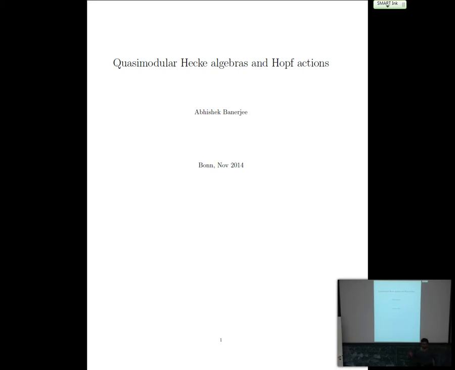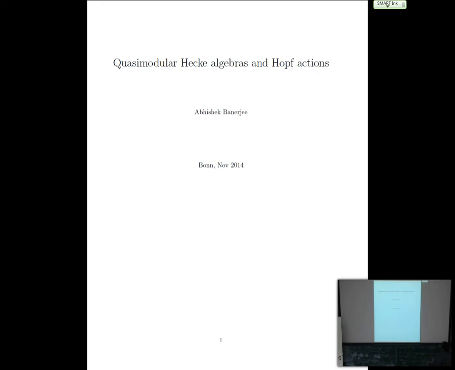Okay, so my work on Quasimodular Hecke algebras is grounded in the work of Kohn and Moscovici on modular Hecke algebras, where they constructed this non-commutative algebra which contains the Hecke operators and has coefficients in modular forms. They had these two groundbreaking papers.